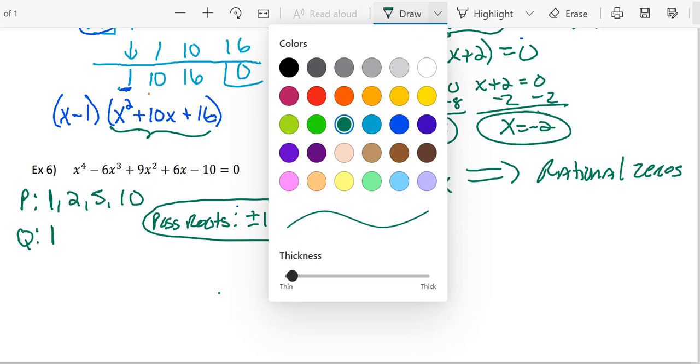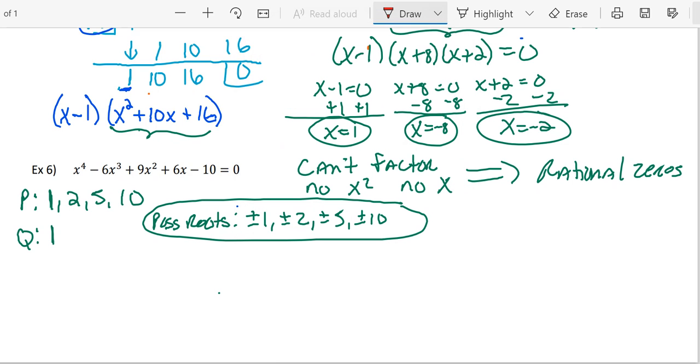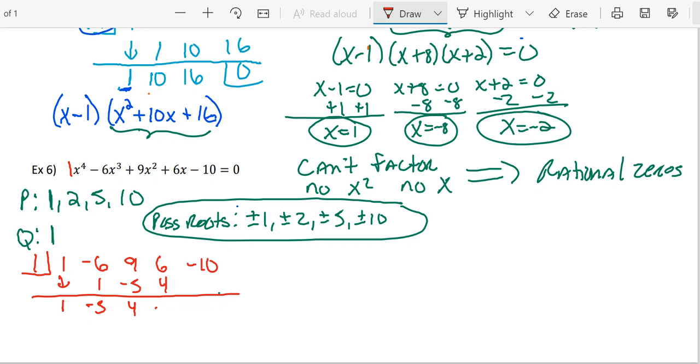So I'm going to try 1, just because 1's easy to try. If I try plus 1, that means I'm using the coefficients: 1, negative 6, 9, 6, negative 10. Again, synthetic division is relatively easy, so it's not the end of the world if it doesn't work. Yay, it works. This gives me 0 as my remainder. As long as I get 0 as a remainder, that means it worked.